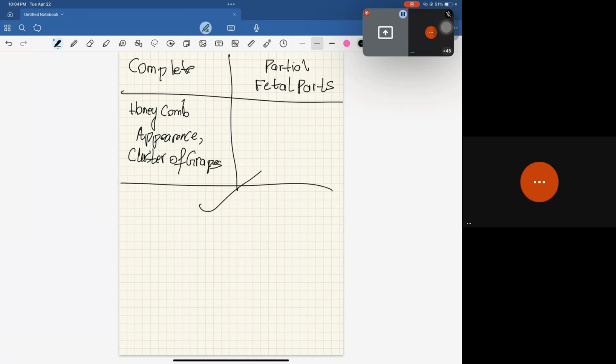Any other question? Could you go over the partial and the complete mole once again? Okay, so let me go through it once again.